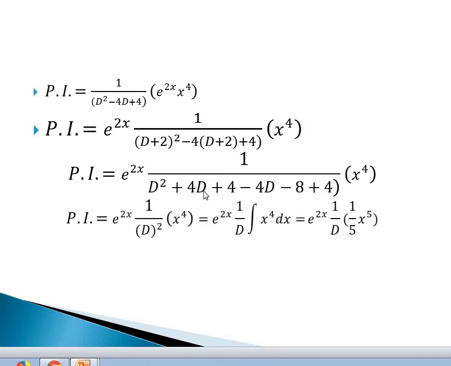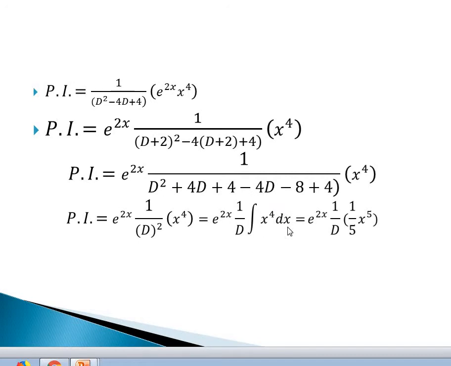So after simplifying, 4d minus 4d cancel, 4 plus 4 is 8, 8 minus 8 is 0. So here only the d square term remains. So PI is equal to e raised to 2x, 1 upon d square into x raised to 4. So 1 upon d square is nothing but the double integration of this term. So first we have to take the first integration: e raised to 2x, 1 upon d as it is, and 1 upon d is nothing but the integration.